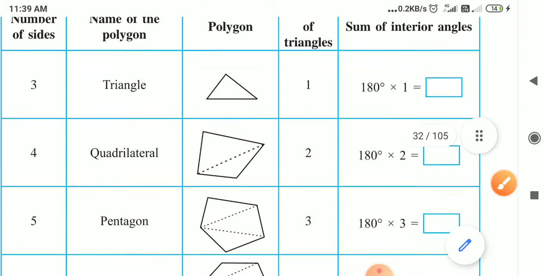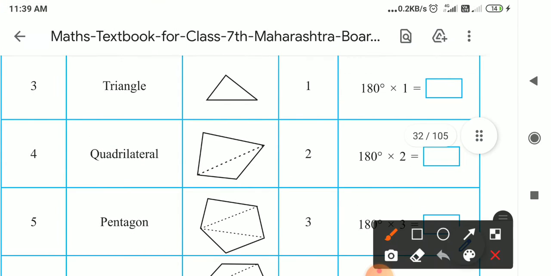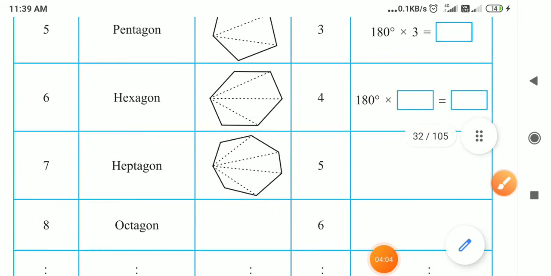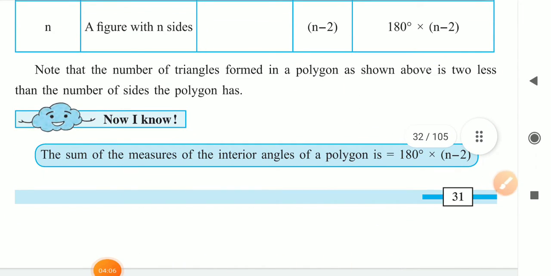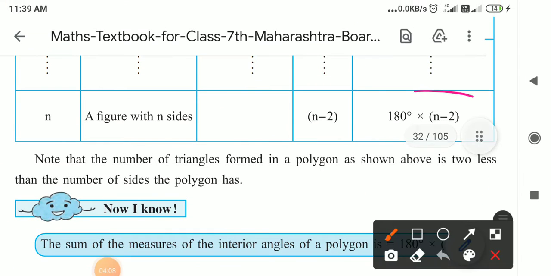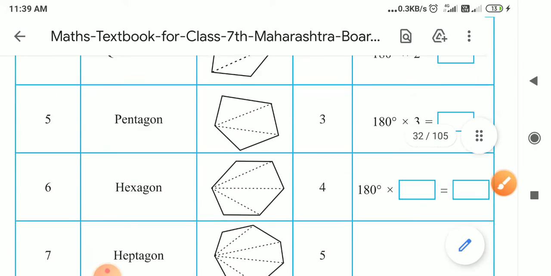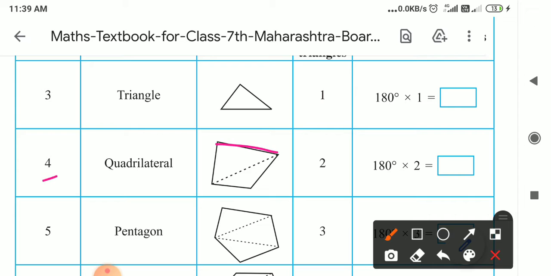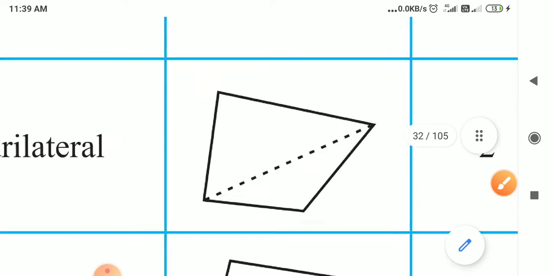Now we will move to the next step by using this property of a triangle. The sum of all angles of a triangle is 180. Let us find the sum of all angles of a quadrilateral, pentagon, hexagon, heptagon and so on. From this we will derive a general formula. So do this activity. First, take a figure with 4 sides, which is called a quadrilateral.